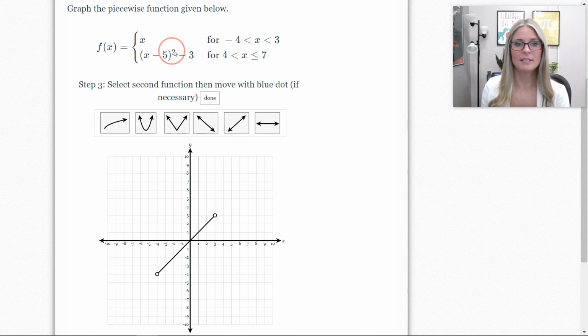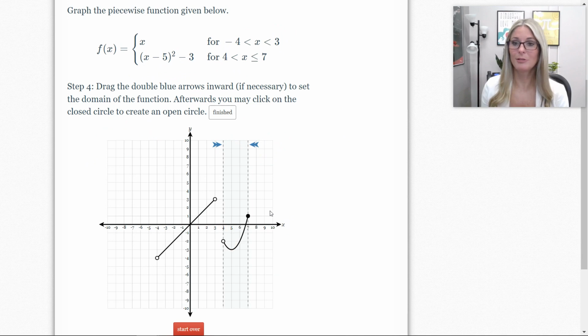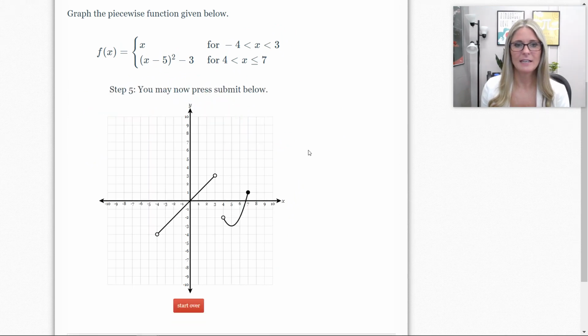So the second one gave us that parabola shape. It had a transformation. So we went to the right 5 units and down 3. When I've got it placed, I'm going to hit done so I can do my domain from 4, again, open circle, and to 7, and it was a closed circle. I think I may have typed it differently in our notes, but I've finished fixing that and I am done.